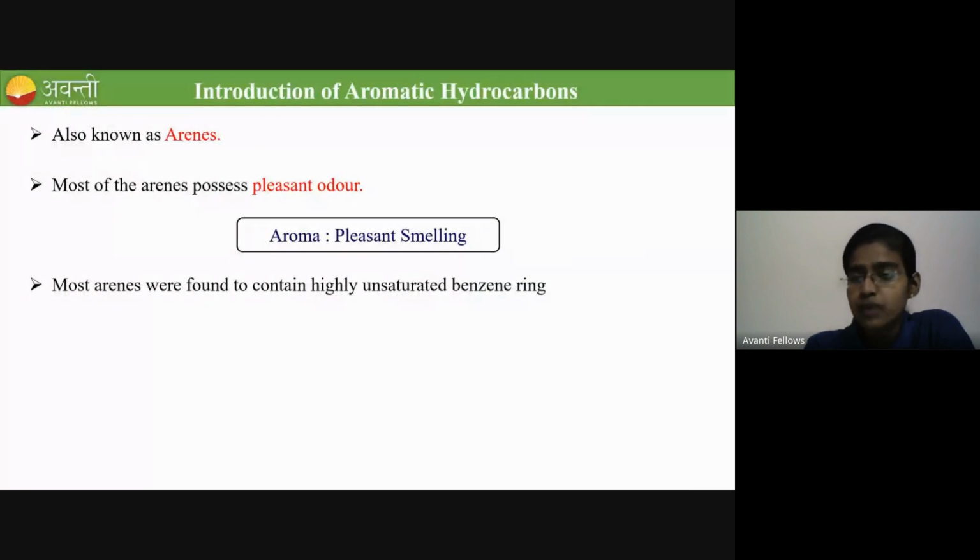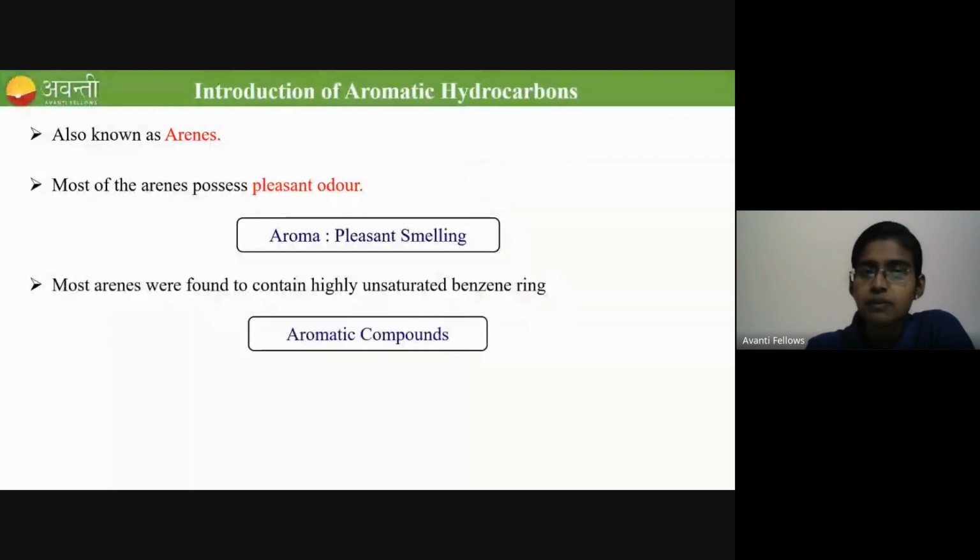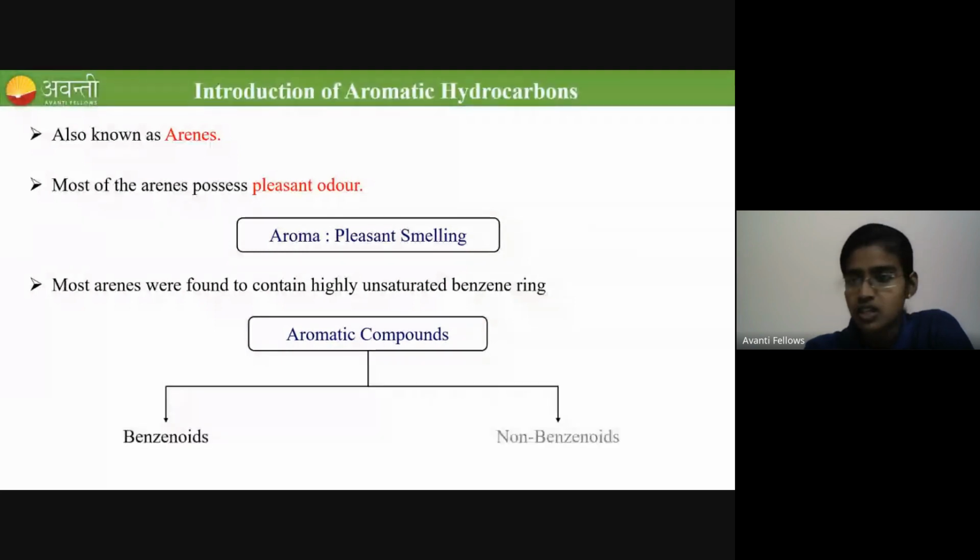What is meant by unsaturation? A system containing double bonds and triple bonds. So most aromatic compounds contain this benzene ring, and those compounds are called aromatic compounds. Aromatic compounds are divided into two: one is benzenoid compound and the other is non-benzenoid compound. Non-benzenoid but aromatic. So what is the difference between benzenoid and non-benzenoid, students? Both are aromatic only, but why are they called benzenoid and non-benzenoid?